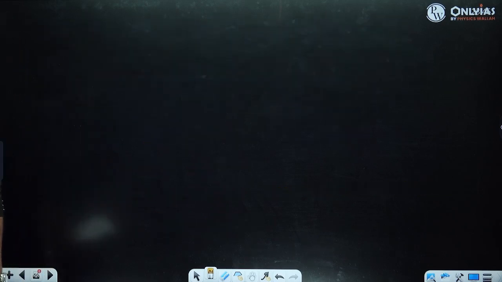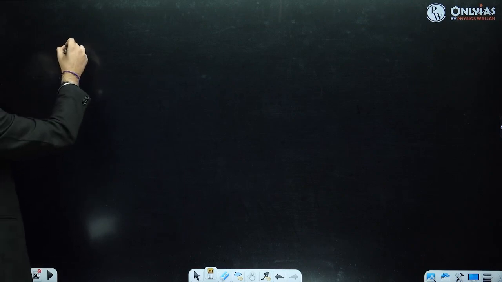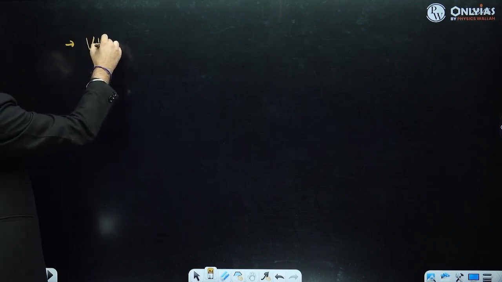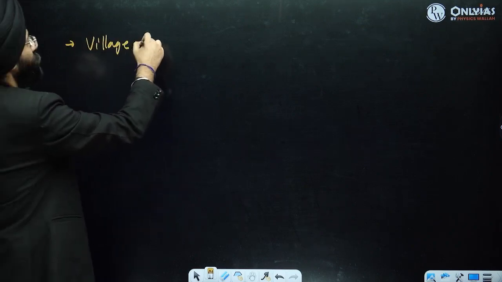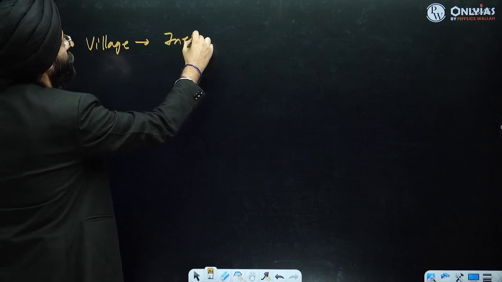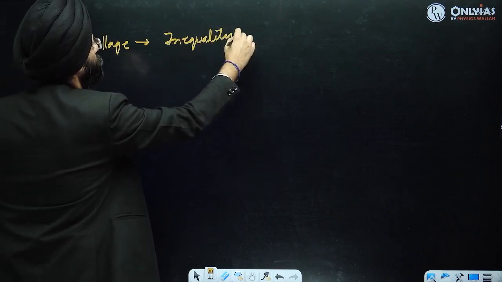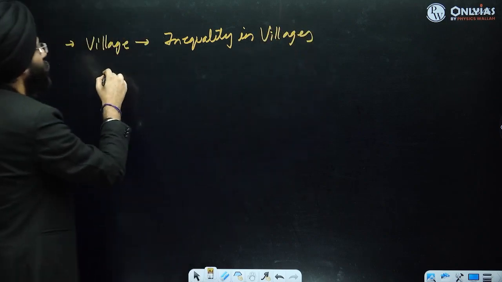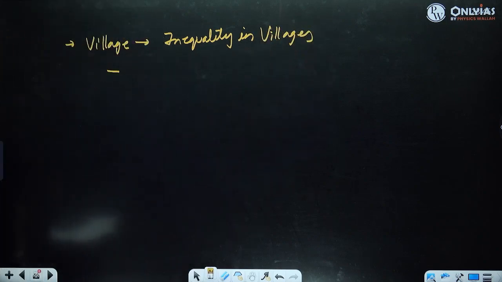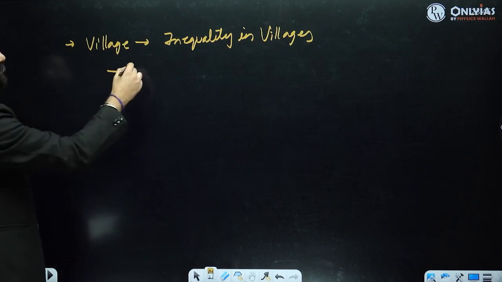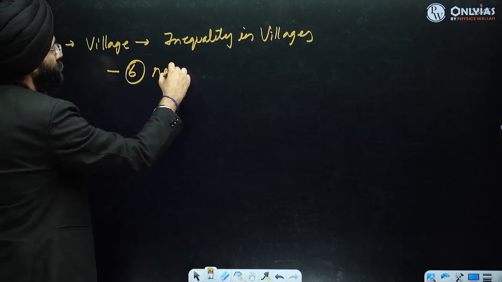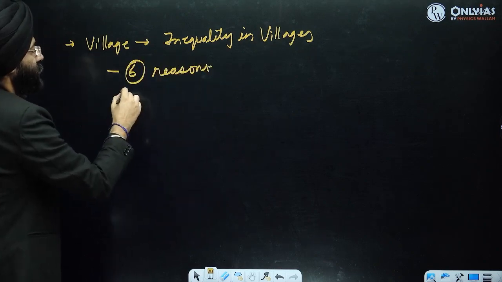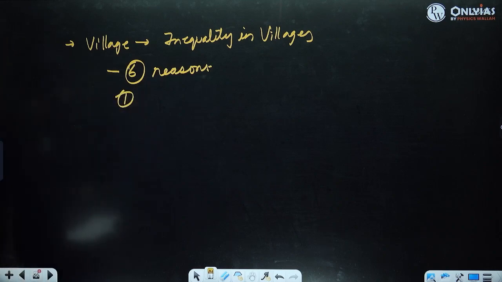Right. Next, when you come here, he had identified while studying the village, he studied the dimensions of inequality in the villages. In that, he had given 6 reasons for that. Like, first he mentioned caste and religion.